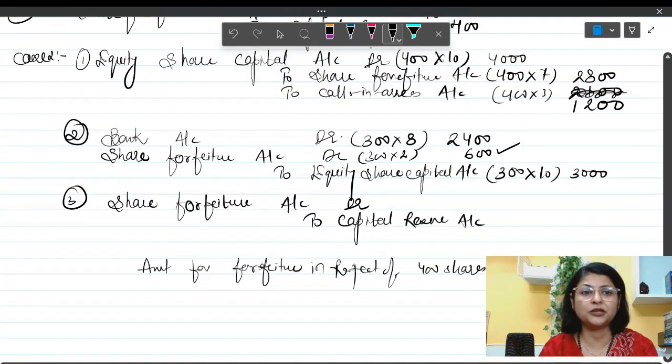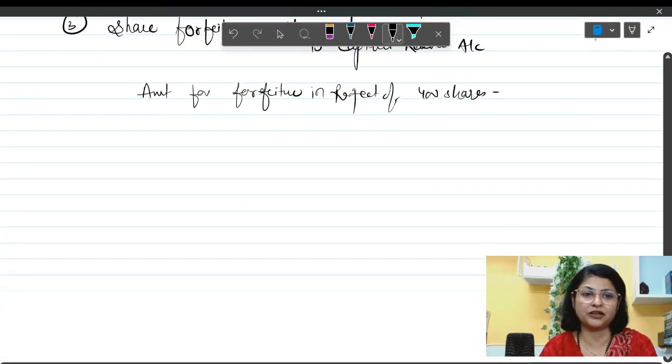Sorry, not 600 rupees. This is 2800 rupees. 2800 rupees was given by the shareholder. So 2800 rupees was available. We'll write over here 2800. So in respect of 300 shares, how much amount is available?